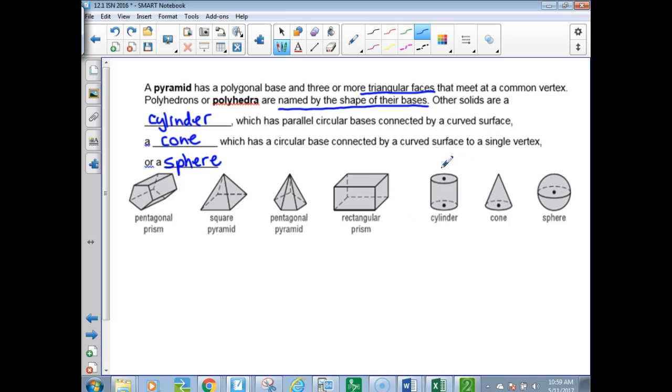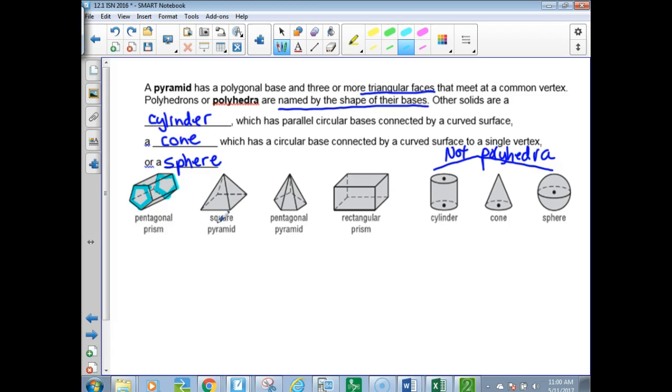Okay, so note that these are not polyhedrons or polyhedra. All of these are. So you understand how they're naming them, this first one has a pentagon base, and it has two of those. That's why this is called a pentagonal prism.